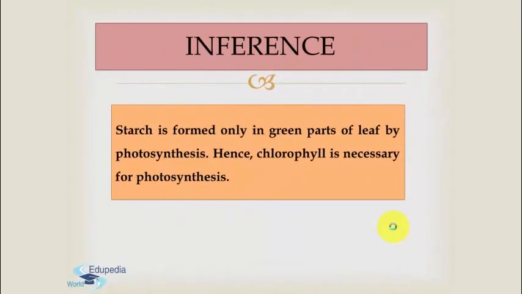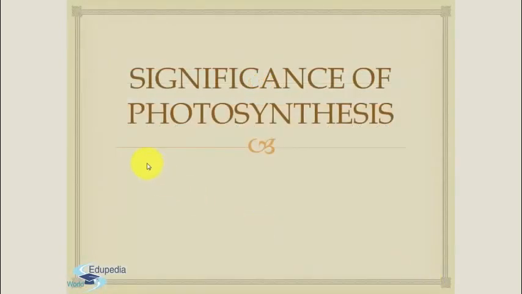Now what is the inference? The inference is that starch is formed only in green parts of leaf by photosynthesis. Hence, chlorophyll is necessary for photosynthesis. So this was all about the experiment. Now I will explain the significance of photosynthesis one by one.